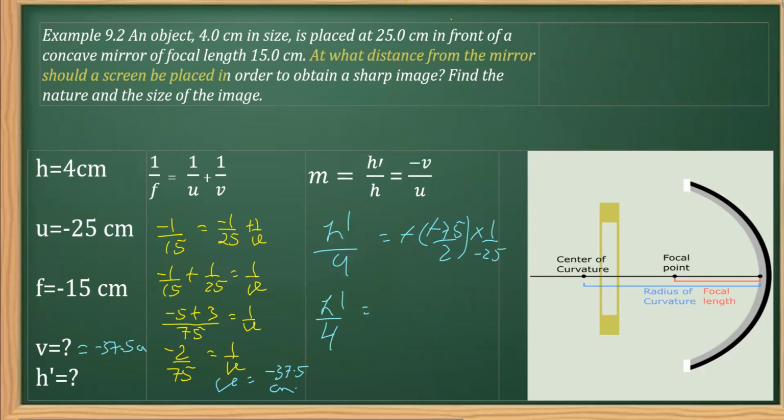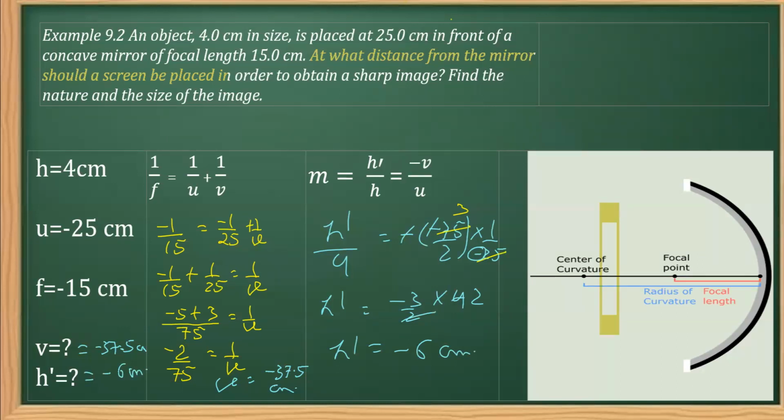Now h dash over 4 is equal to this, where minus minus gets cancelled. Further, this can be cancelled by 3 times. That will give you negative, as there is one minus sign over here, so minus 3 over 2. On transposing 4 to the other side, it will be multiplied on the other side, and this can further be reduced. So we got h dash as minus 6 centimeters. We'll write this h dash as minus 6 centimeter.